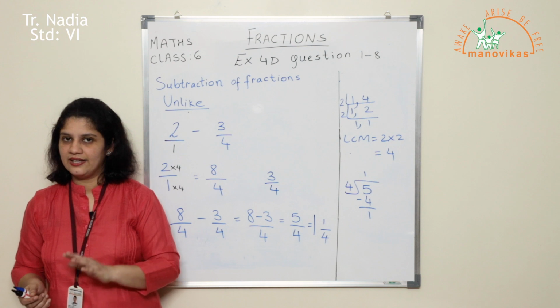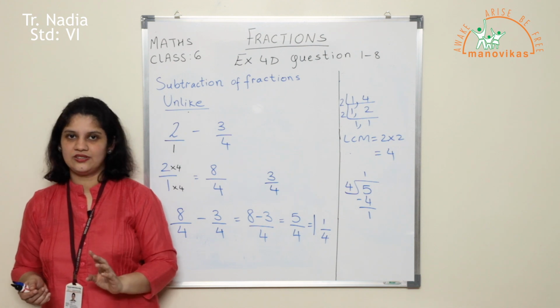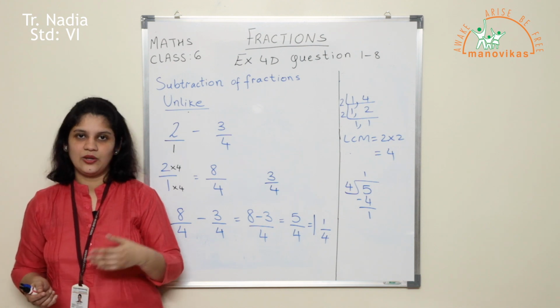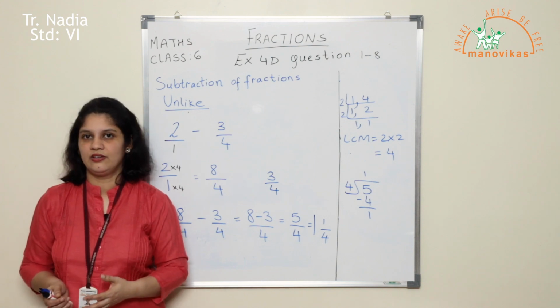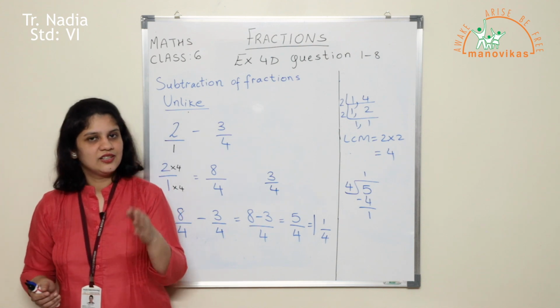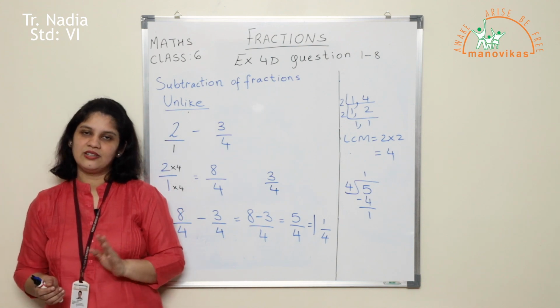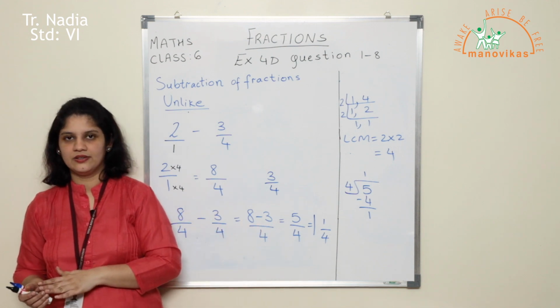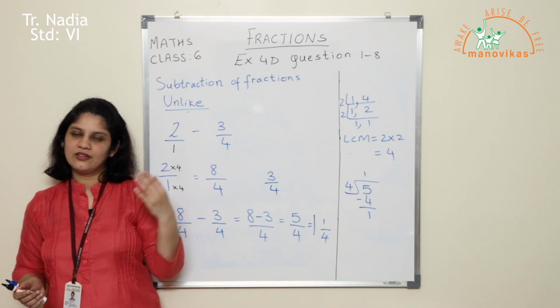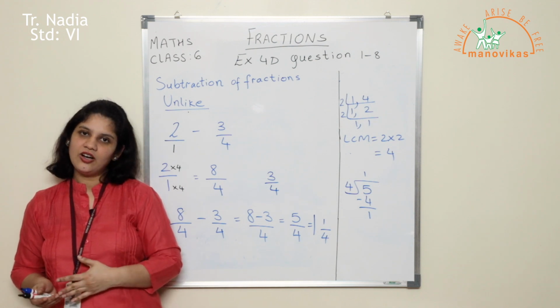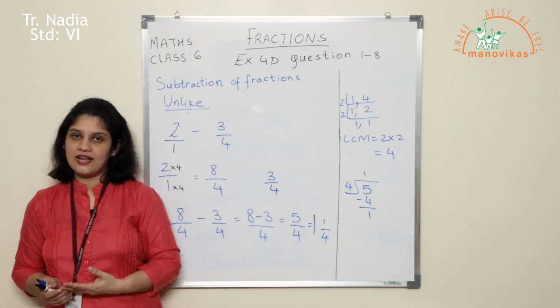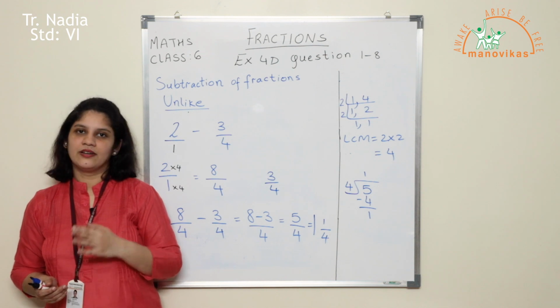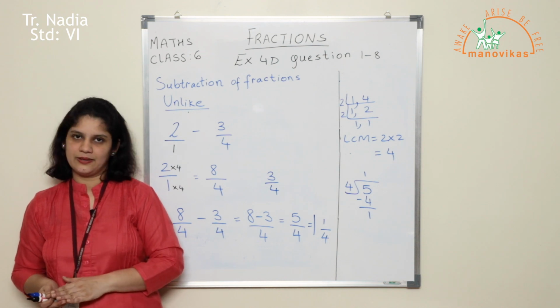Once again, your final answer, try to reduce it. If you can reduce it directly, very good. If the number is big and you feel you cannot reduce it, please do the factorization method as I've shown you. Factorize the numerator, factorize the denominator, cancel whatever you can, and whatever is left will be your answer. If your final answer is improper, remember to convert it to a mixed number.